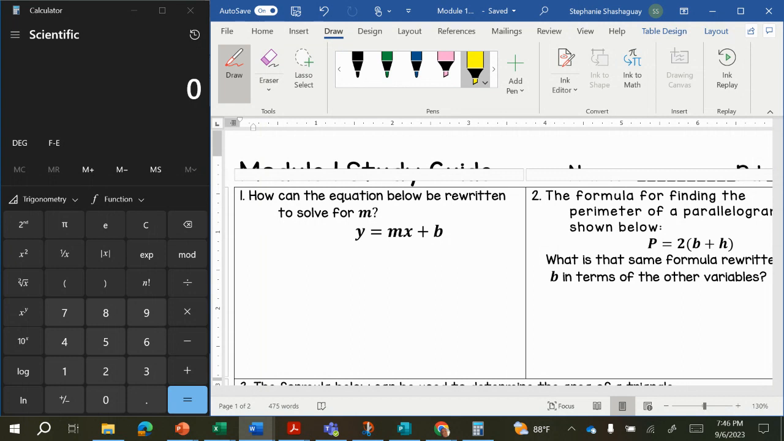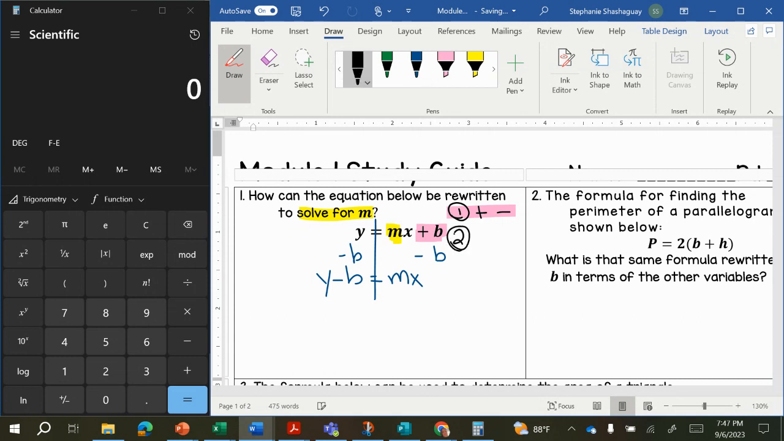All right, so the first question states, how can the equation below be rewritten to solve for m? So we need to get this letter m all by itself. In our notes, what I said to do was to first add or subtract. So we're going to do that first. I can see that b is being added to the m times the x. So if it's being added, I'm going to do the inverse and subtract b from both sides. So now I have y minus b is equal to m times x.